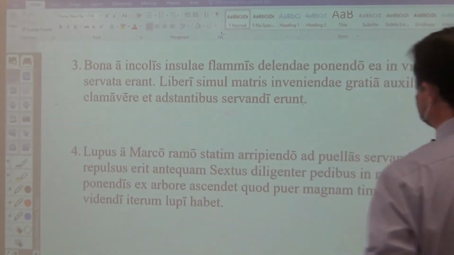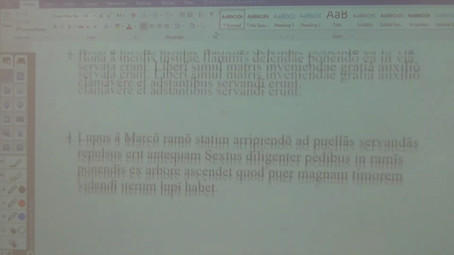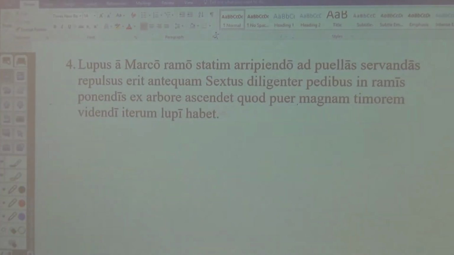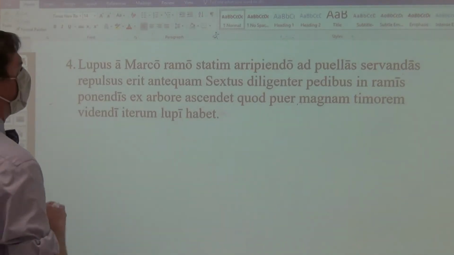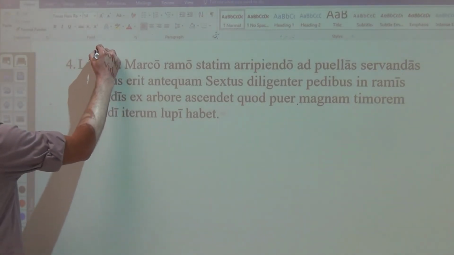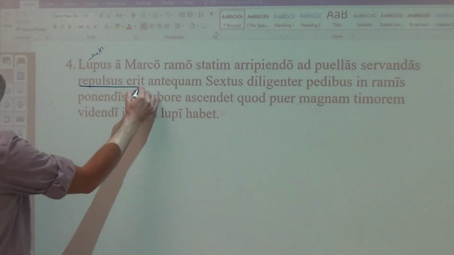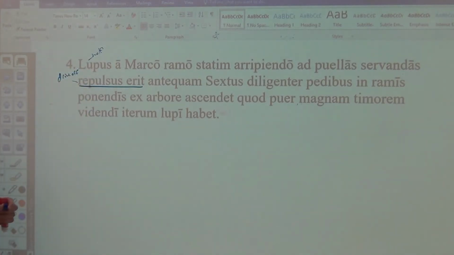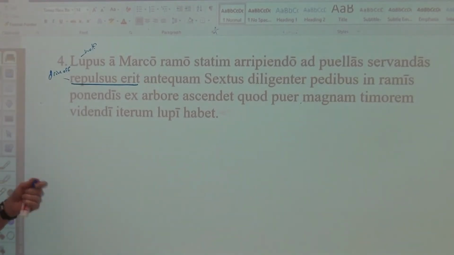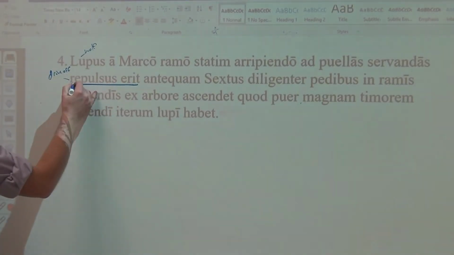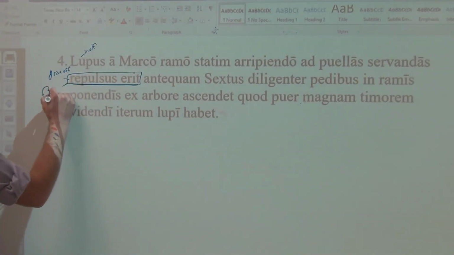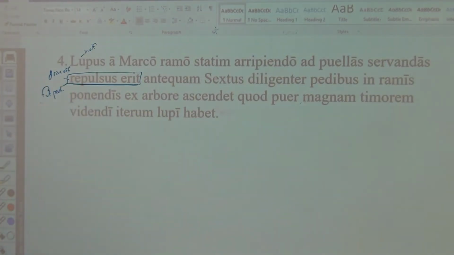Lupus a Marco ramo statim arripiendo ad puellas servandas repulsus erit. So for this one it says, the lupus, which is a wolf, obviously our subject, repulsus erit, which of course means to drive off. Now, repello, repellere, to drive off. But note that it is the future of the verb to be, ero, eris, erit, paired with the perfect passive participle, so it's going to create a future perfect verb.